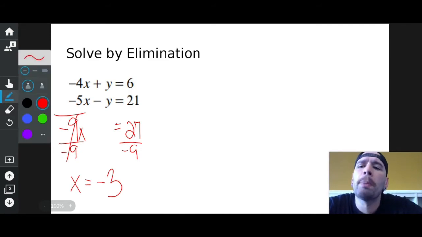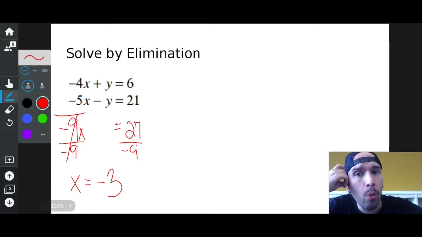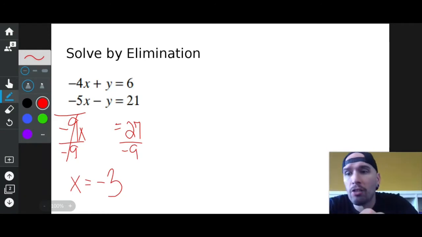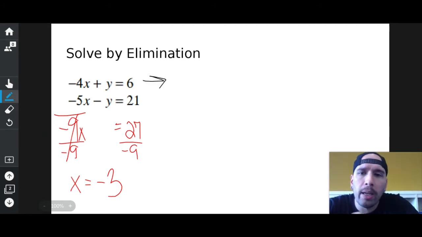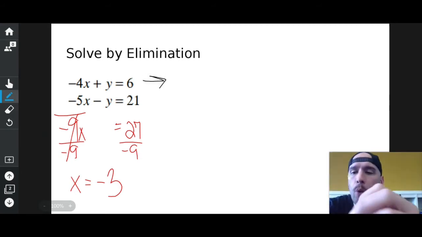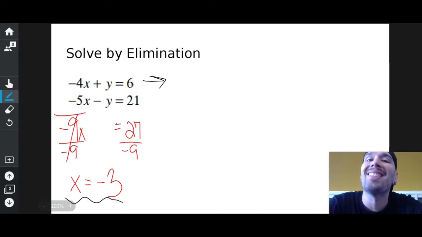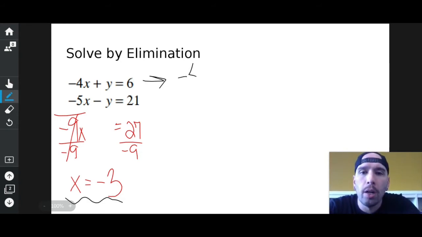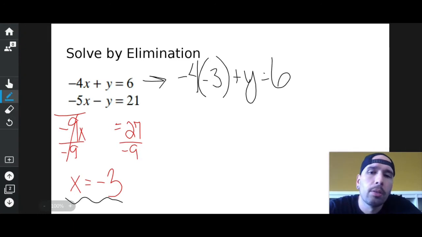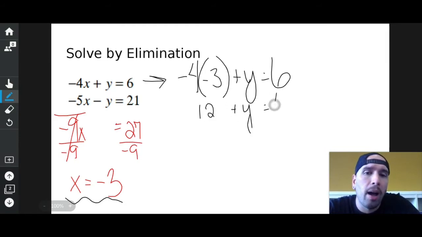Now, similarly with substitution, once I have my x, I can find my y. And I'm going to try to find my y the easiest way possible. In this case, y is almost by itself in the top equation. So if I want to find y, I'm just going to rewrite the top equation, but instead of x, write out -3 because x is -3. So -4x, x is -3, plus y equals 6. -4 times -3 is positive 12. 12 plus y equals positive 6.